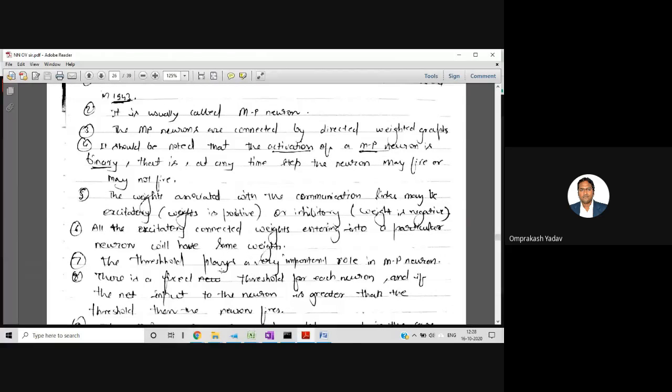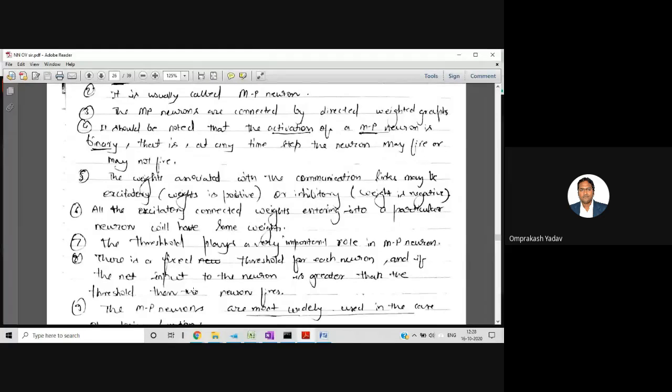Then the threshold plays a very important role in the MP neuron. There is a fixed threshold for each neuron, and if the net input to the neuron is greater than the threshold, then the neuron will fire. So this is the basic criterion. The total net input will be collected, and if it surpasses the threshold value, the neuron will fire. Otherwise, it will not fire.